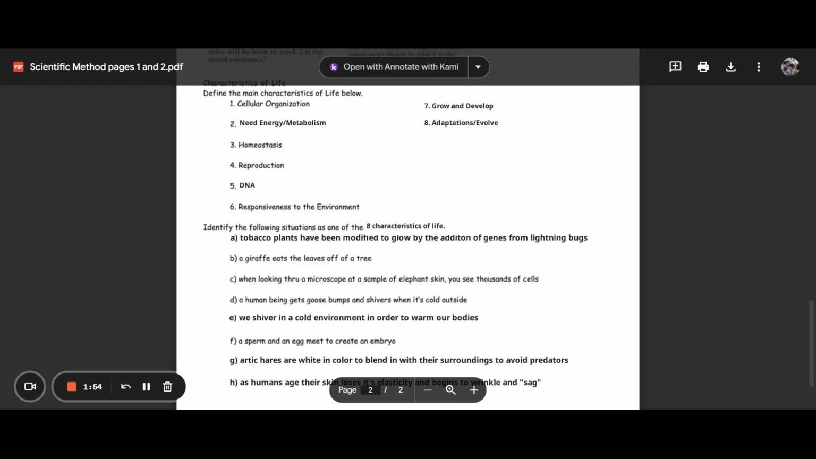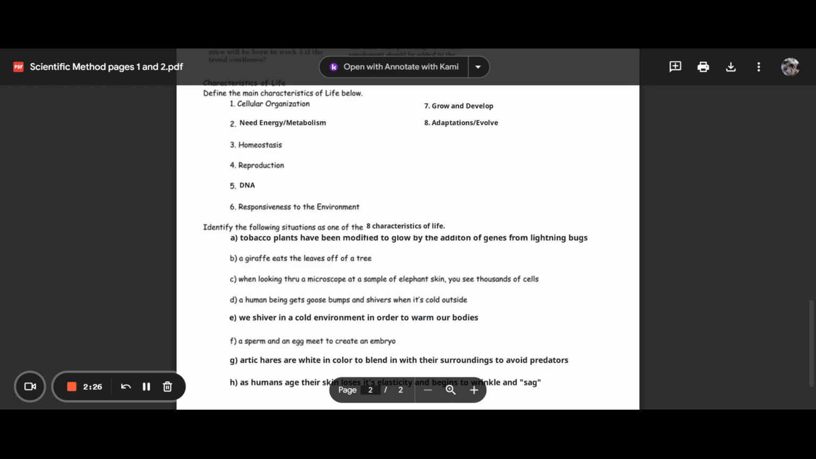D, a human being gets goosebumps and shivers when it's cold outside. E, we shiver in a cold environment in order to warm our bodies. So be careful with D and E. So these are 2 separate characteristics of life. D describing we get goosebumps and we shiver when it's cold. And E, we shiver when it's cold in order to warm our bodies.